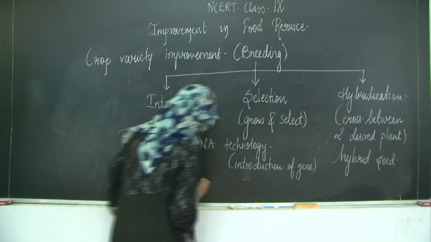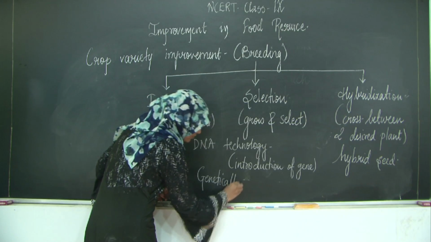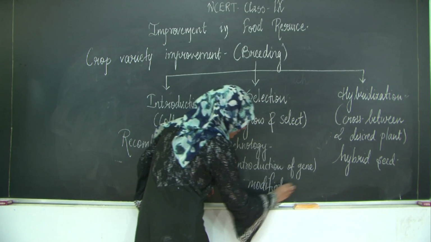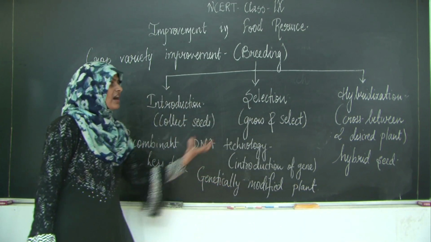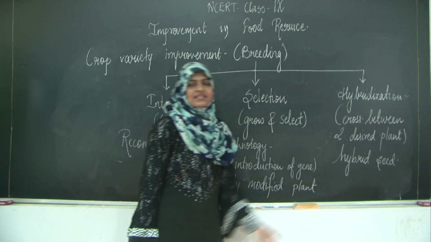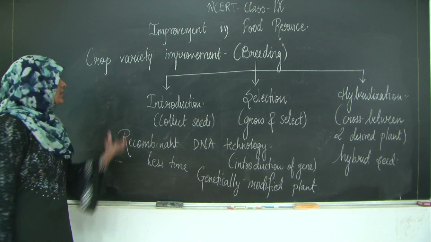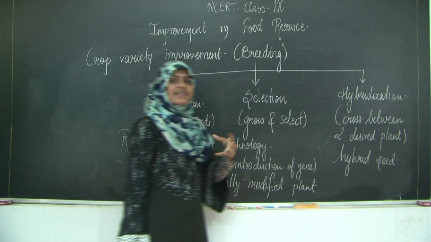Okay, and such a plant is called a genetically modified plant. Why genetically modified plant? Because I am only incorporating the gene. Wherever I allow the cross to happen, it is called a hybrid seed or a hybridized seed. Okay, so this is the way by which I do crop variety improvement. The major way is called breeding.